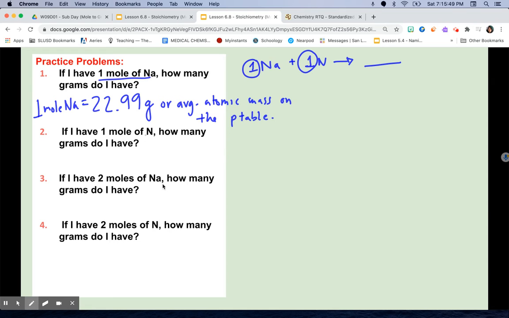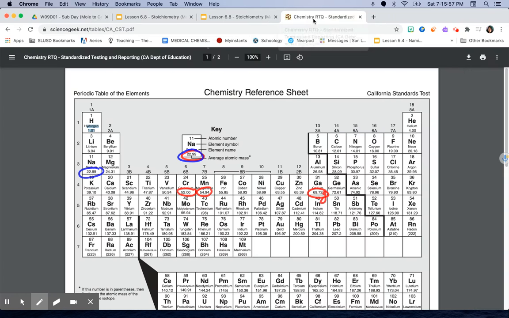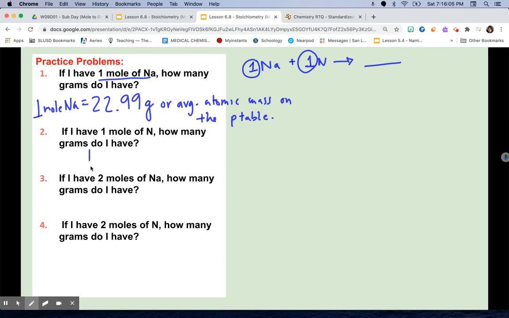You can probably also figure this one out on your own. If I have 1 mole of N, or nitrogen, how many grams will I have? Well, all I need to do is look at my periodic table. N is here. The average atomic mass of N is 14.01, so I will have 14.01 grams of nitrogen. Super simple, minimal math, definitely a thing that scientists love.